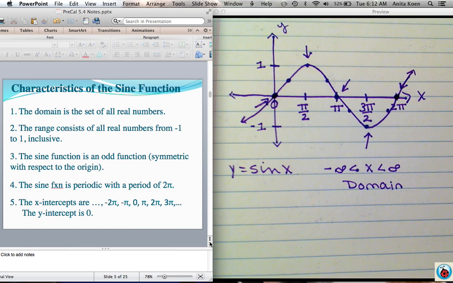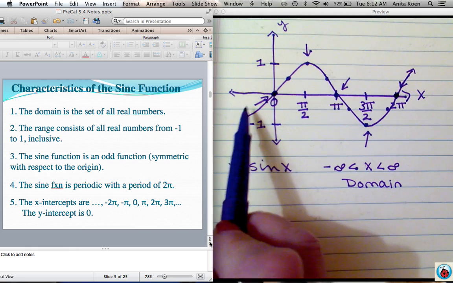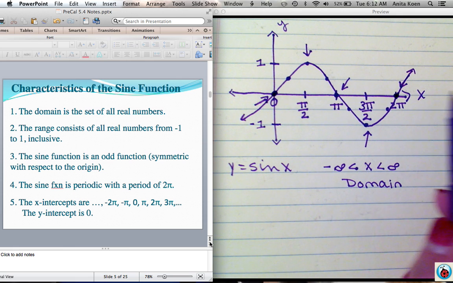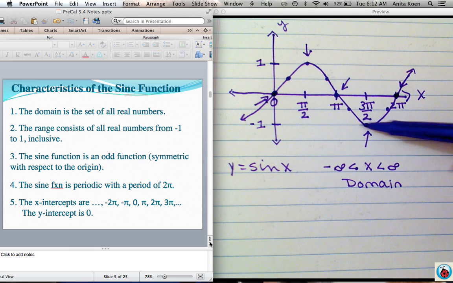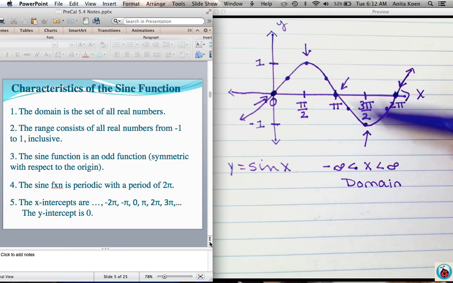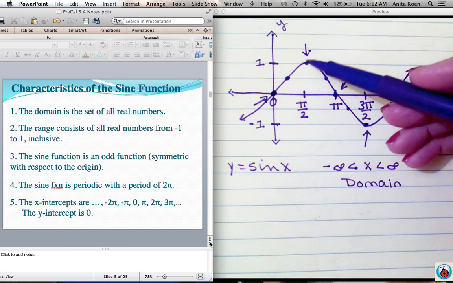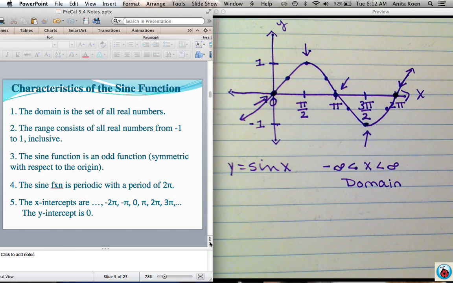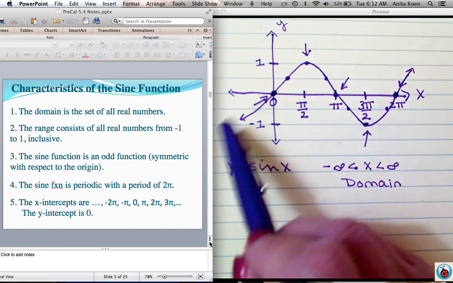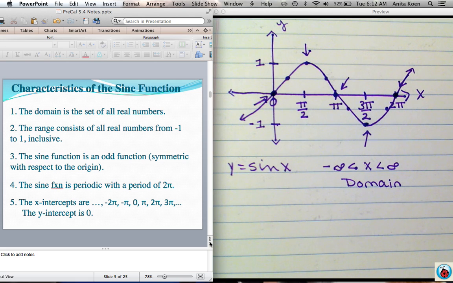Characteristics of the sine function. The domain is the set of all real numbers. Okay, we talked about that. It goes from negative infinity all the way to infinity for our x's. The range consists of all real numbers from negative 1 to 1. Lowest value is negative 1, highest value is 1, inclusive. The sine function is an odd function, which means it has symmetry with the origin. The sine function is periodic with a period of 2 pi.